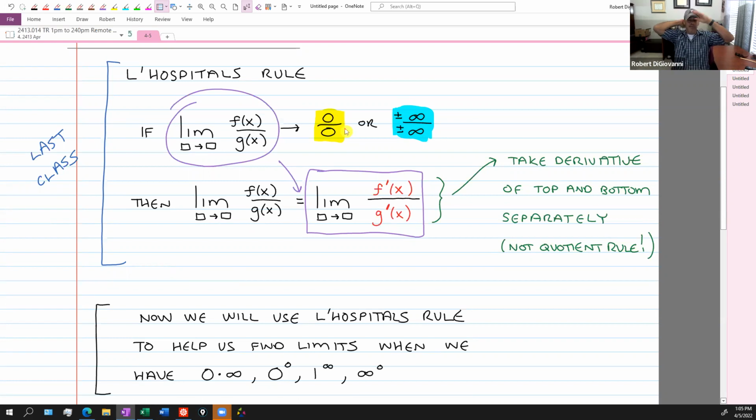The main thing you have to remember is you can only use L'Hopital's rule if you have 0 over 0 or infinity over infinity. And when I say infinity over infinity, it doesn't matter if you have positive or negative infinity on top or bottom. It doesn't matter. It's just if it's becoming infinite on top and infinite on the bottom, positive or negative, we can use L'Hopital. Now, anything else, we can't use L'Hopital. So we have to be careful.